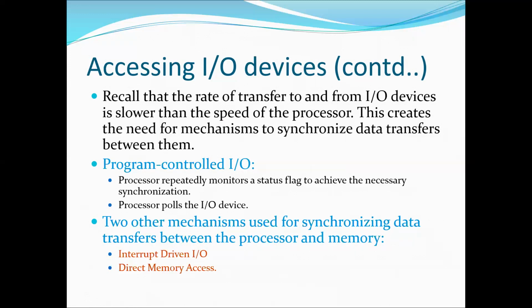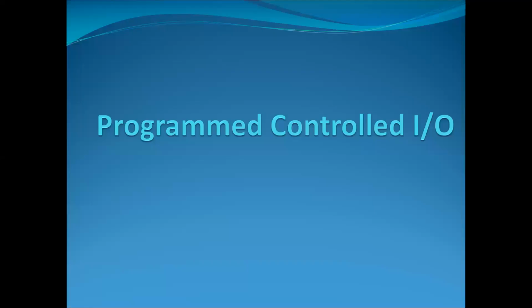And this data transfer can occur in three different modes. One is called program controlled IO. The second one is called interrupt driven IO. And the third one is called direct memory access. In program controlled IO, the processor repeatedly monitors a status flag to achieve the necessary synchronization. The processor polls the IO device. We'll be reading in detail, but these are the three different accessing modes: program controlled IO, interrupt driven IO, and direct memory access.